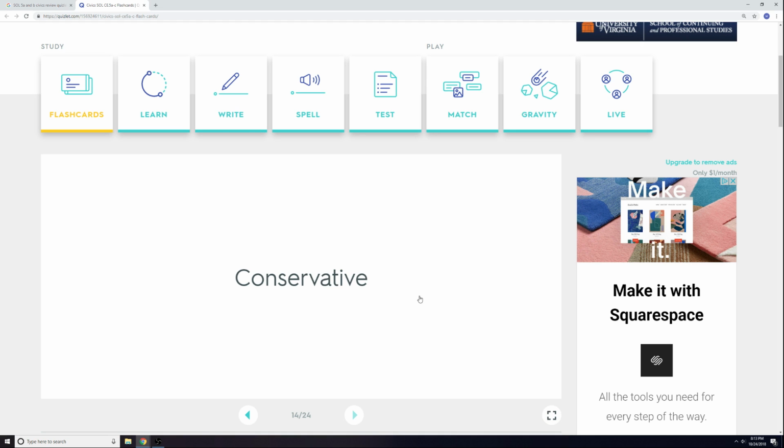Conservative? What party is conservative typically? Very good. Republican. I like it. They're the ones that are going to do less change. They don't want the government involved as much.